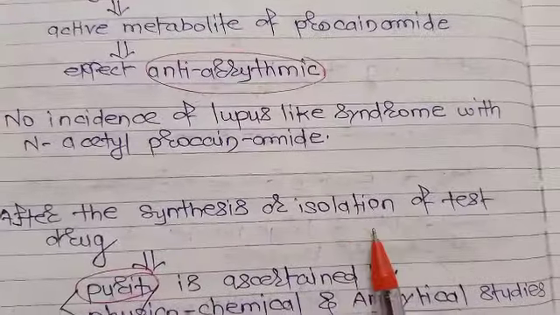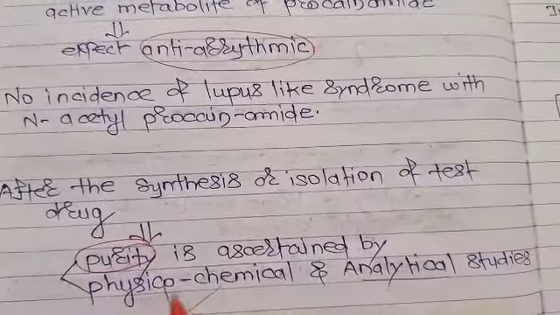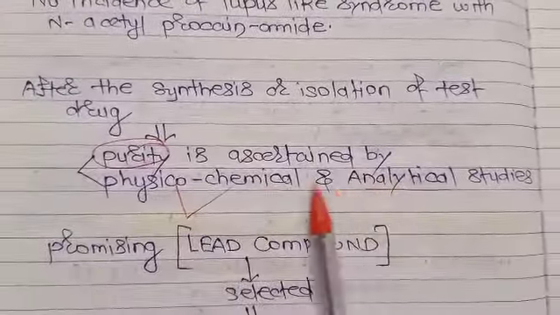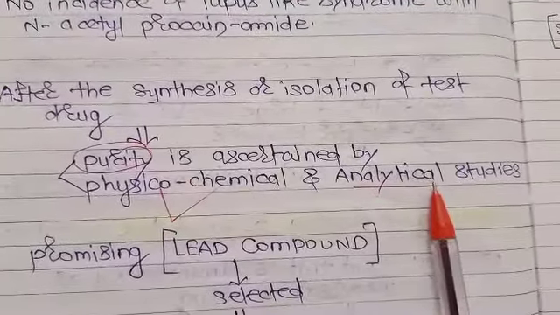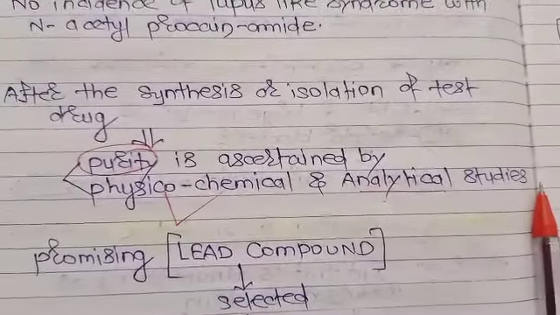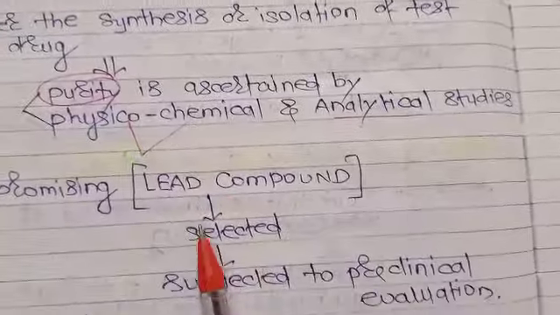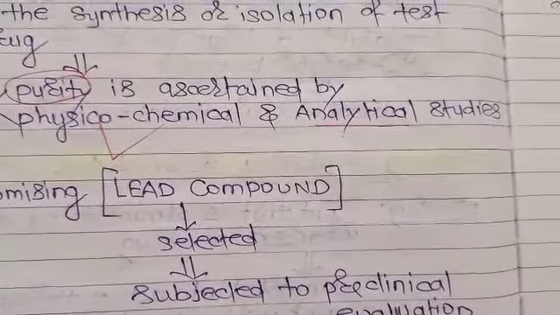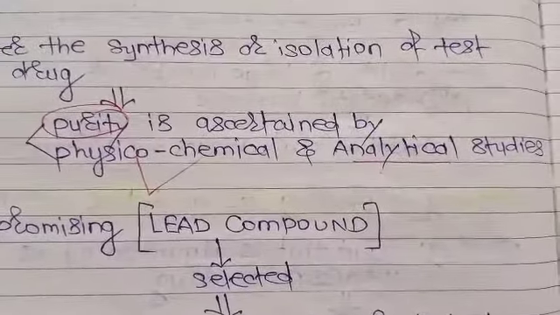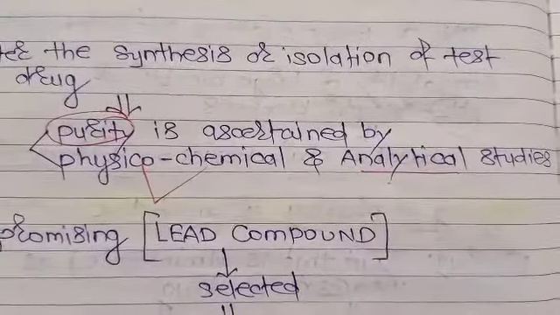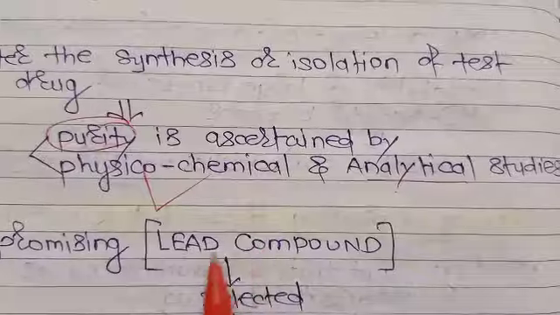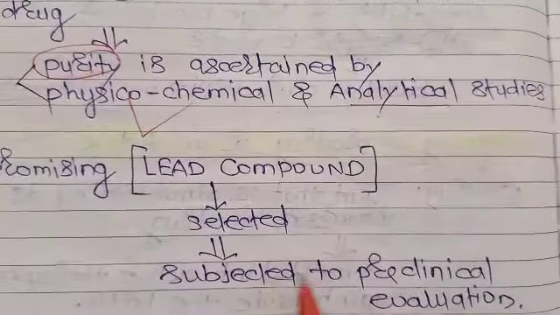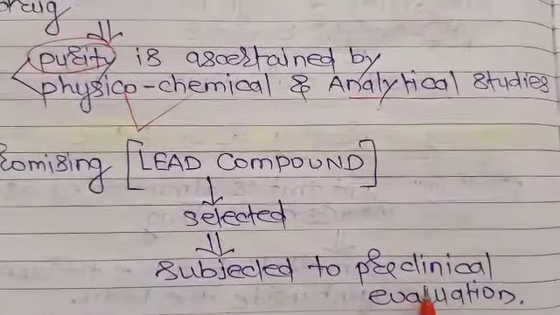After the synthesis or isolation of the test drug, purity is ascertained by physicochemical and analytical studies. A promising lead compound is selected and subjected to preclinical evaluation. It means that after all these procedures, we select it as a lead compound for the preclinical evaluation, right?